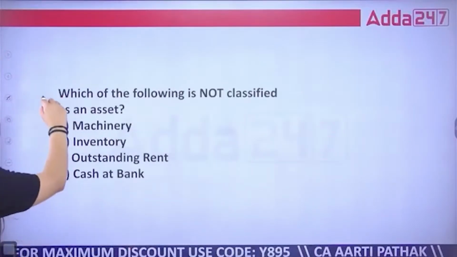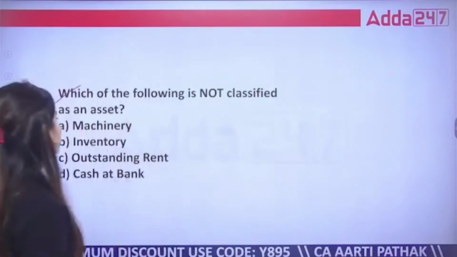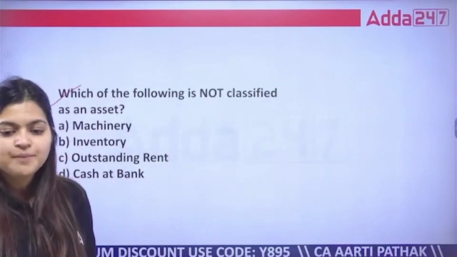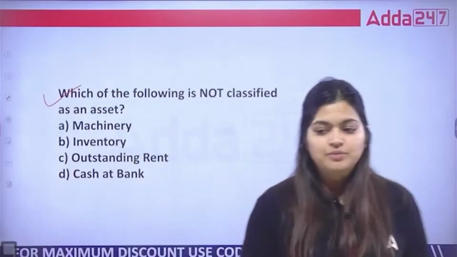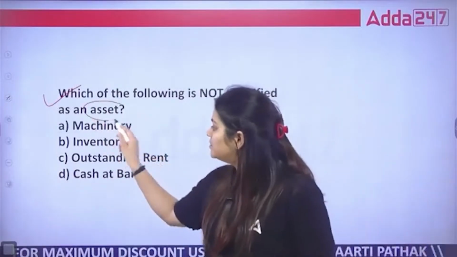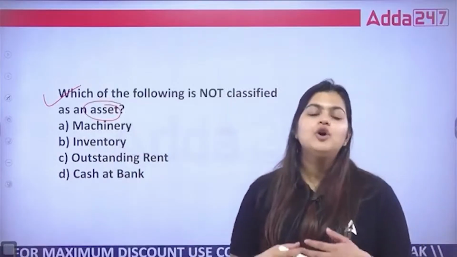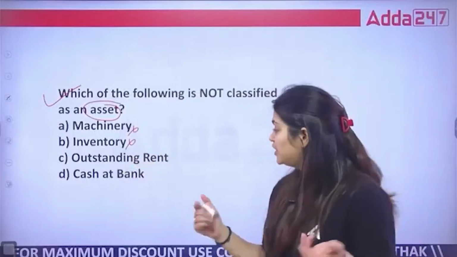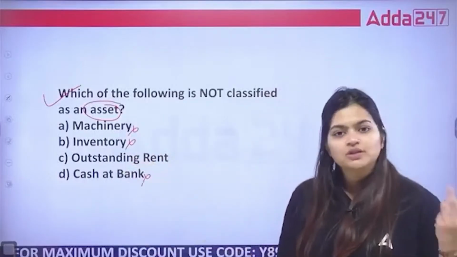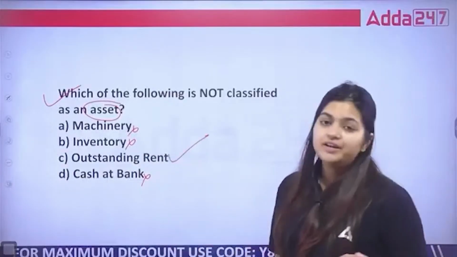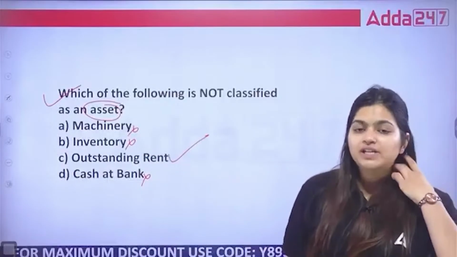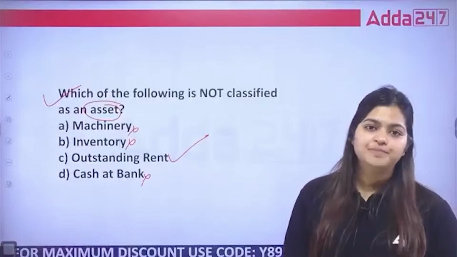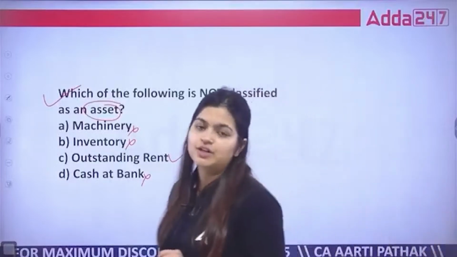Next one. Which of the following is not classified as an asset? You need to tell me which is not your asset. Machinery, inventory, outstanding rent, cash at bank. Asset means what? When you have ownership, when you have control. Machinery, ownership. Inventory, control, ownership. Cash at bank, your cash, so this is your property. But outstanding rent is a liability on you. Outstanding means you need to pay the amount, but you haven't paid till now. So outstanding rent is not an asset.